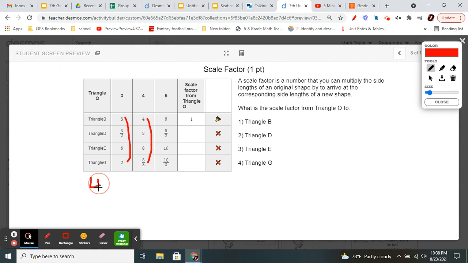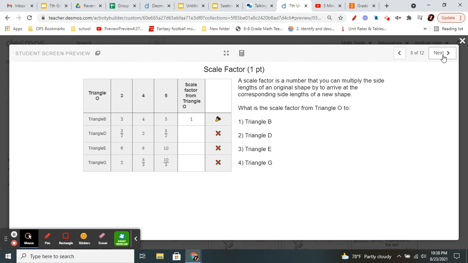So 4 over 1 times something equals 8/3. This might get us, because look, 4 times 2, and then 1 times 3. So it's 2/3. So this is 2/3. So we're going to use the same kind of deal with triangle D. Okay. Always go and re-watch this so you can see how I did it. Okay.